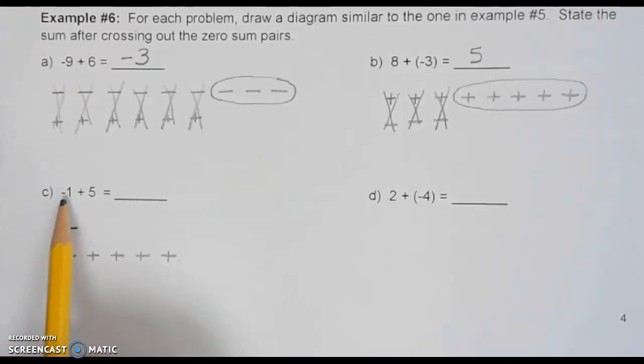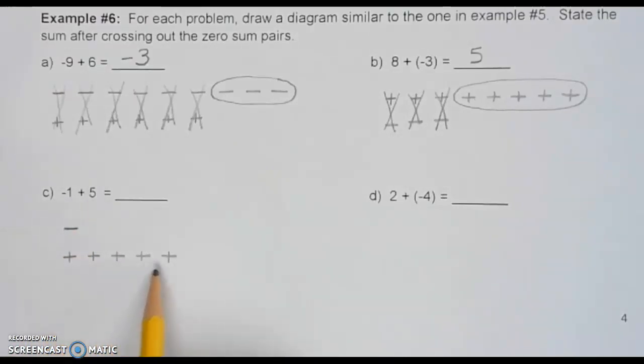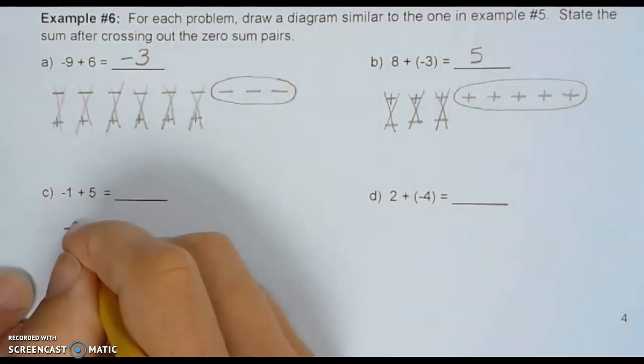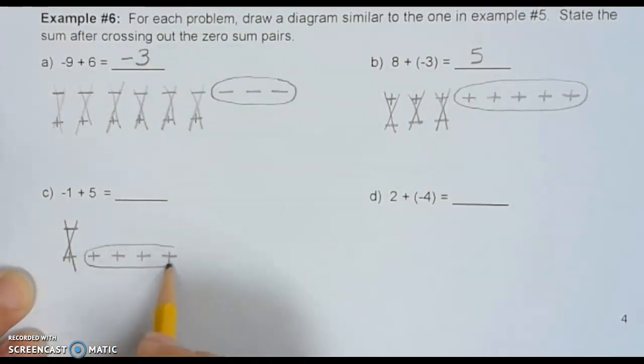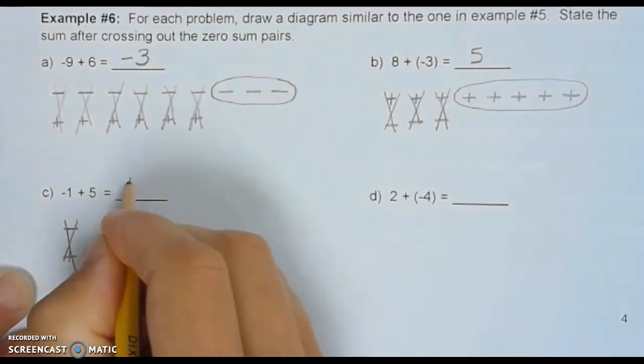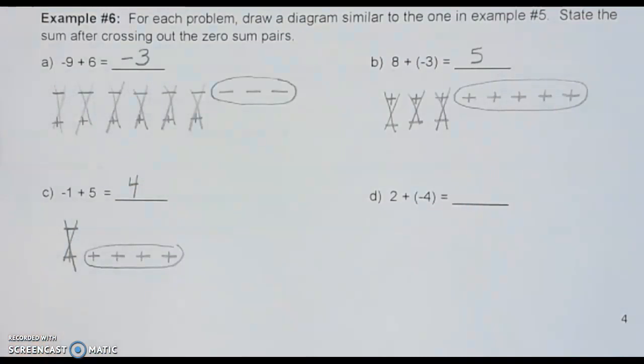Example C is -1 plus 5, so I've got my 1 negative, I've got my 5 positives, and there's only one zero-sum pair this time to cross out. That equals 0, so it's gone. And notice what we have left. We have 1, 2, 3, 4 positives. -1 plus 5 is equal to 4.